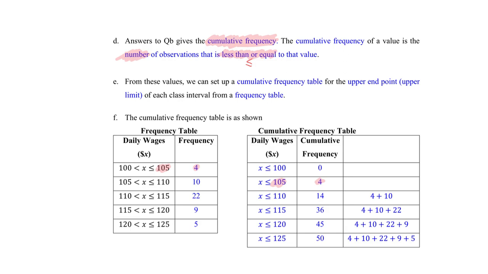But if I'm going to talk about less than or equal to 110, all the workers, then I will have to look at both 10 and 4. Okay, add them up, that will give me 14. 4 plus 10. So if I were to look at less than or equal to 115, then I will have 22 plus 10 plus 4.